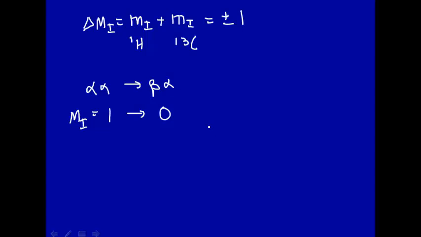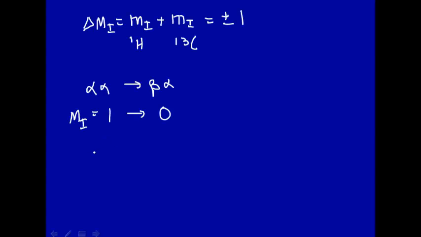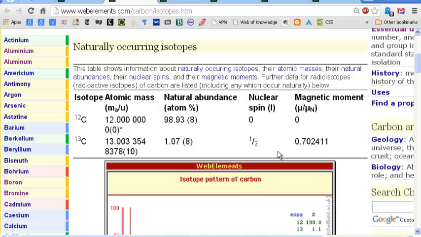And let's see if we can see another transition. It looks like if we go here, alpha beta to beta beta. The total m sub I here, we have plus 1/2 and minus 1/2, so that is 0. Here we have minus 1/2 and minus 1/2. The total there is minus 1. So yes, this is delta m sub I here. Looks like it changed by minus 1. That satisfies the selection rule. So that transition is allowed.